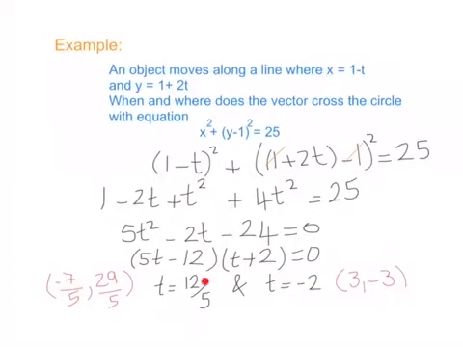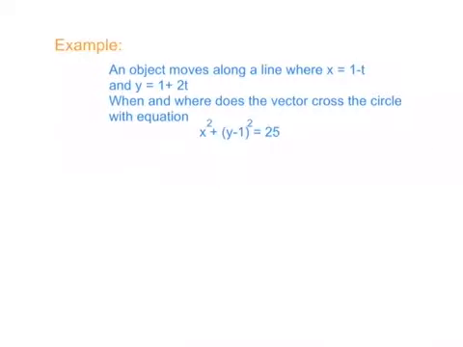So when does it cross? At these times, 12 over 5 and negative 2. Where does it cross? At (3, negative 3) and (negative 7 over 5, 29 over 5). Well, it doesn't stop there, because sometimes they ask you to draw a picture representing that. So let's look at what we can do here.